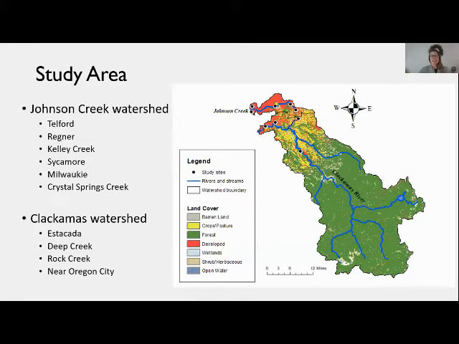So the study area included 2 watersheds in the Portland metro area. We have the Johnson Creek watershed and the Clackamas River watershed. We sampled at 6 sites along Johnson Creek and 4 sites in the Clackamas watershed. And both of these watersheds have a range of land cover characteristics, and the majority of sites were selected to coincide with USGS gauging stations.